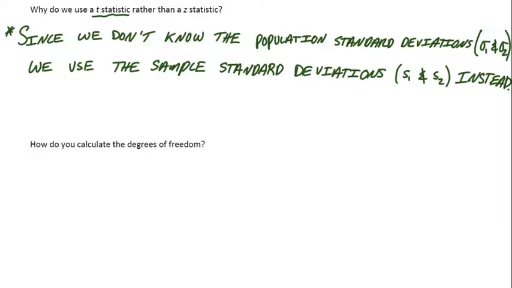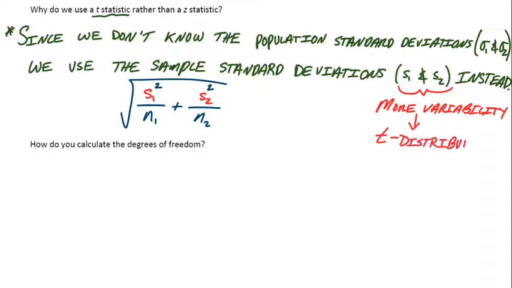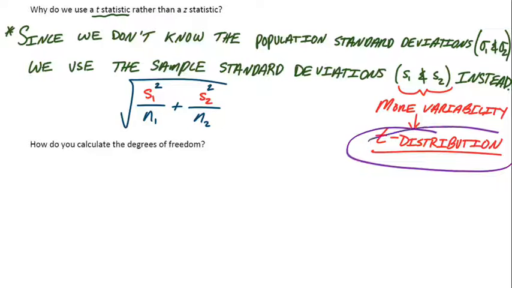So in our formula for the standard error, instead of using sigmas in these spots, we have to use the sample standard deviations, so just little s. And we know there's more variability, right? From sample to sample, you might get a different standard deviation. So since there's more variability, we use the t distribution to account for that. Remember, the t distribution has fatter tails, so t-scores are bigger than z-scores to account for that variability.